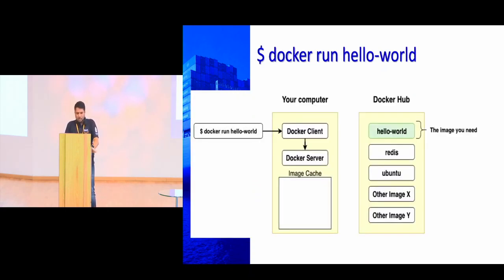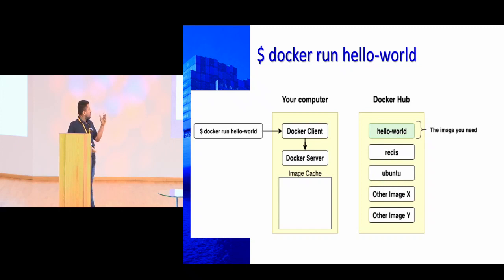Now when we start a container, we use the command docker run and just give an image name. So what happens at that time? As I said, there are two components of Docker. When we run docker run, the Docker client passes the command to the Docker server, and the Docker server has its image cache. It checks whether the image is available there or not. If it's available, it runs from there.